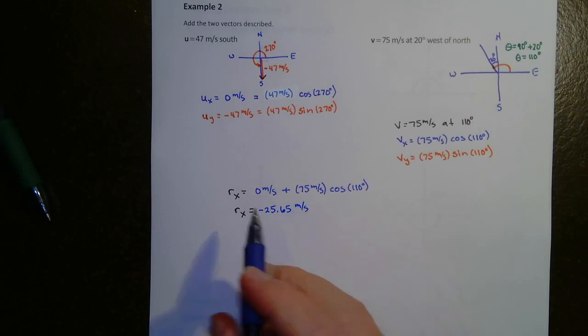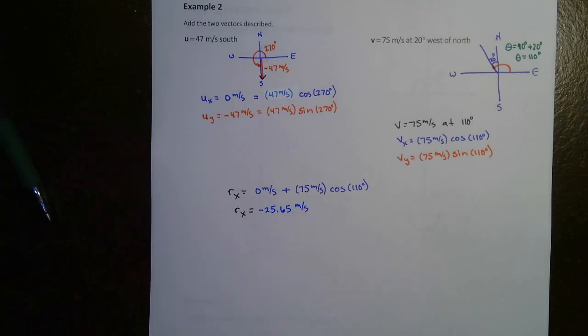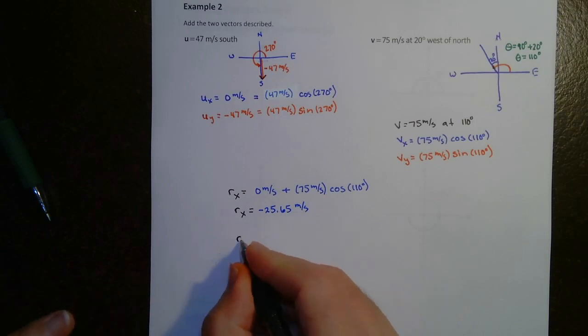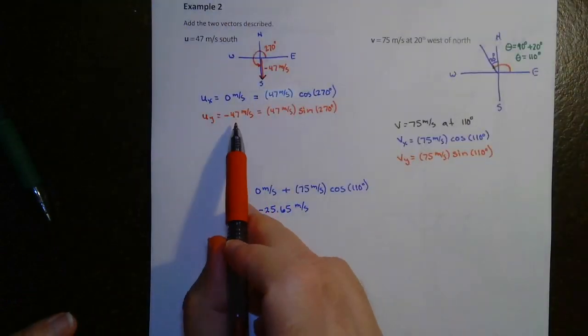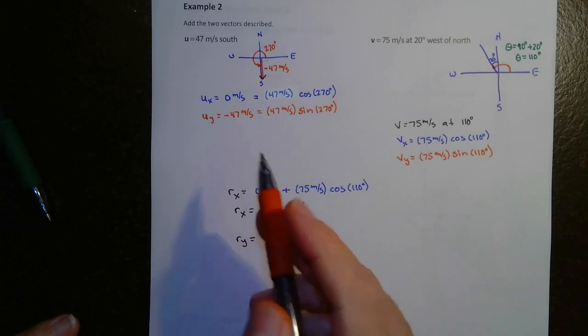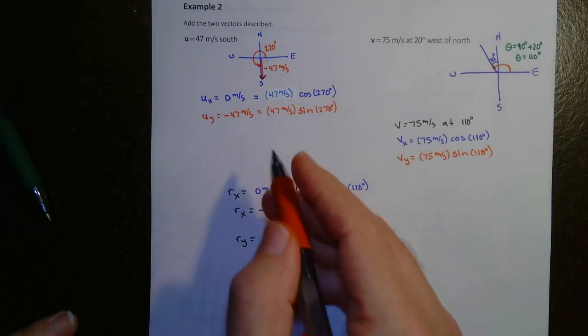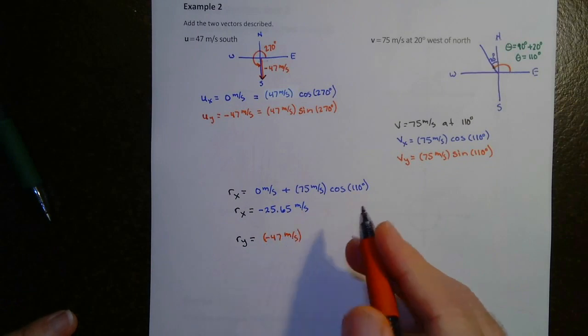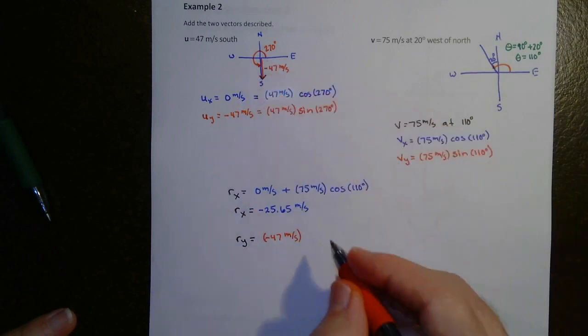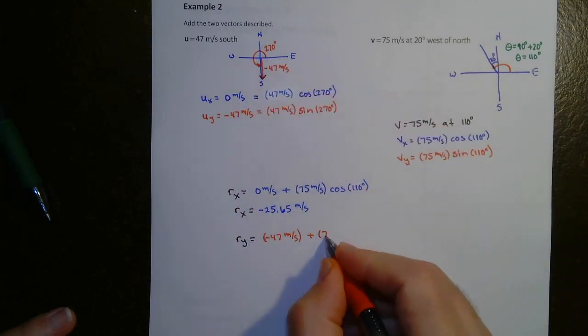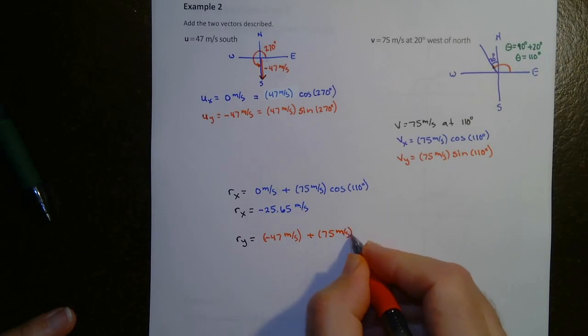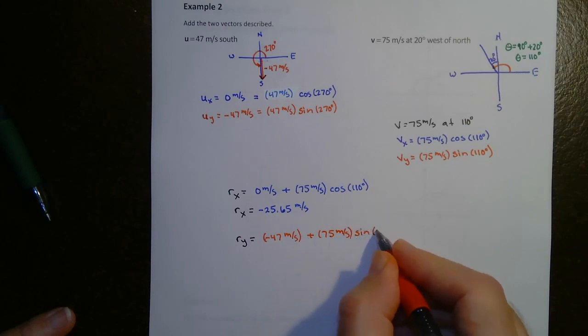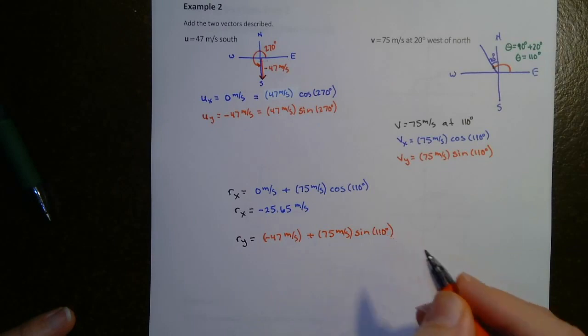So that's the horizontal component of my resultant vector. That's why I'm calling it r. Okay, and then we need to find r sub y. And r sub y we would get by taking the vertical component of u, which would be the 40, or we could just say negative 47. So negative 47 meters per second, because it's all that one, it's all vertical, right? And then plus 75 meters per second times sine of 110 degrees.